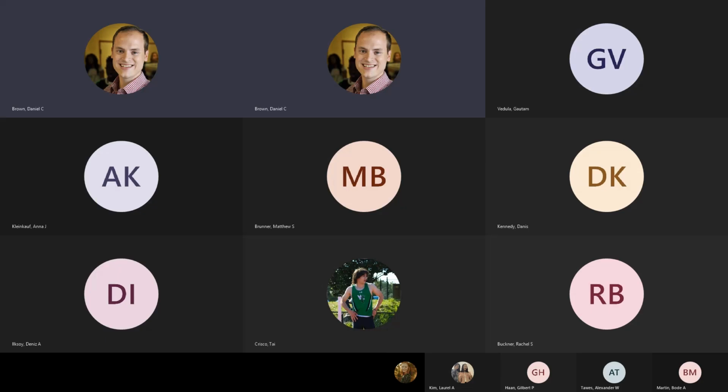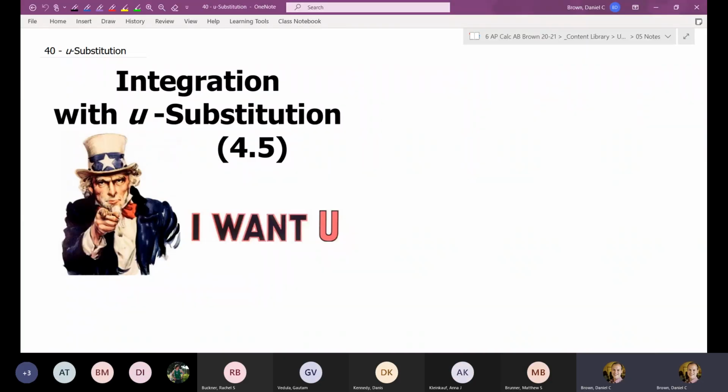That we're going to be looking at is called u-substitution. Make sure all these settings are good. This is going to be probably one of the most important topics that we learn in this unit. It is going to be another way that we are going to integrate.